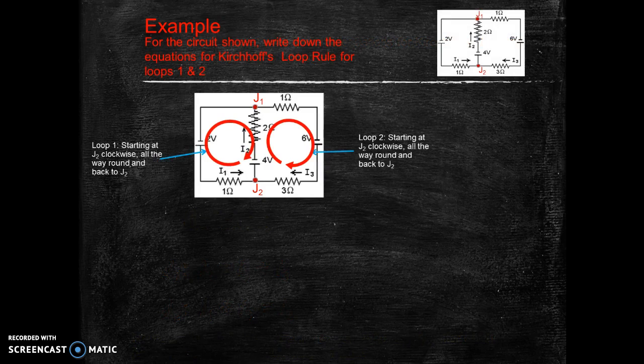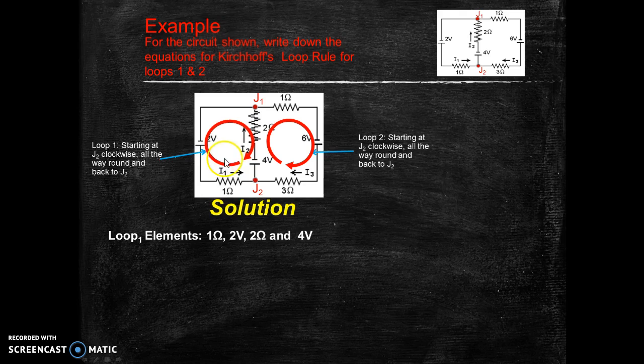Next, we're going to look at how to apply the loop rule to this same circuit. For the circuit shown, write down the equations for Kirchhoff's loop rule for loops 1 and 2. This is the circuit up here, and loop 1 starts from the junction J2 and goes all the way around back to J2. Loop number 2 starts at J2 and goes all the way around back to J2.